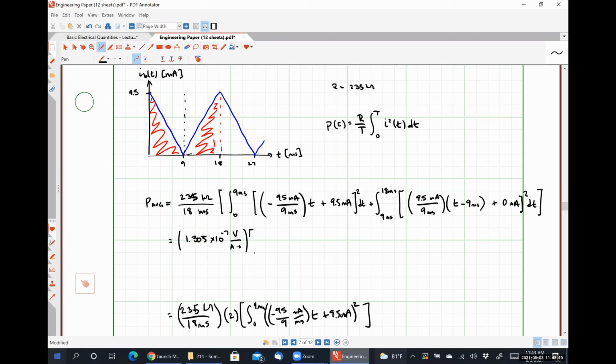And for this first part, I get 2.71 times 10 to the -8. And this should be in, let's see, I have milliamps per milliseconds times milliseconds, I took care of that. So this should be amps. Well, I'm trying to think, amps squared.